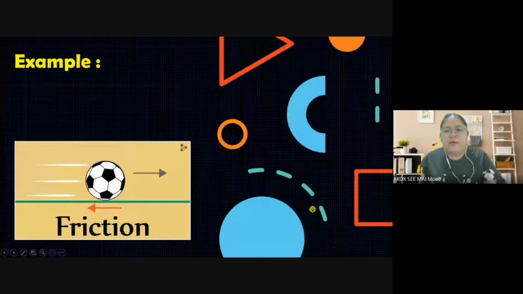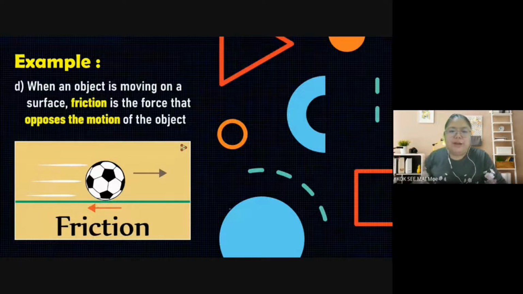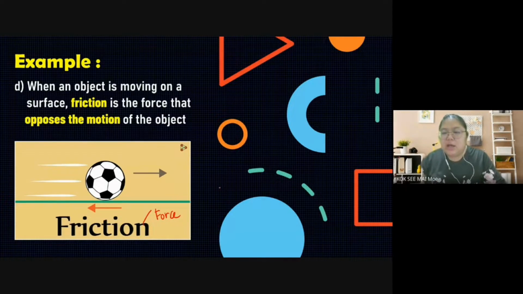We got another force called friction. Friction force is one type of force, and it always opposes the direction of the motion of the object. Now the ball you want to move to the right-hand side, there is a force that prevents it. It doesn't want the ball to go forward. So we call it friction. Normally friction is in the opposite direction. When the object is moving on the surface, friction is the force that opposes the motion of the object.